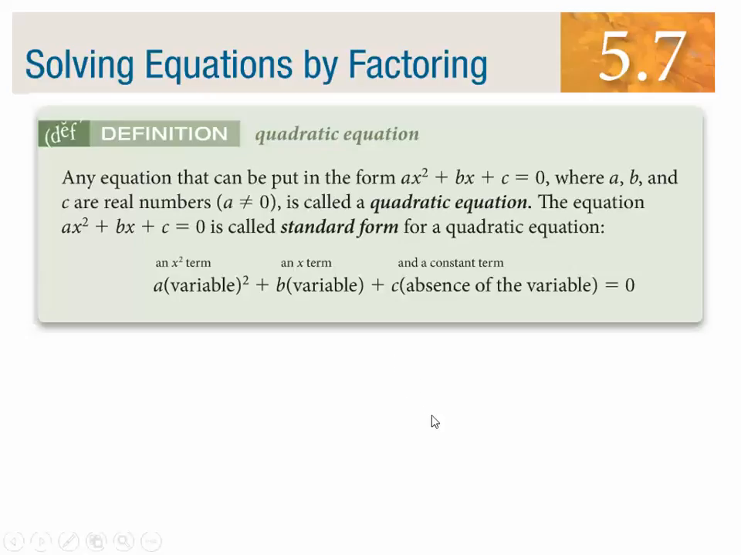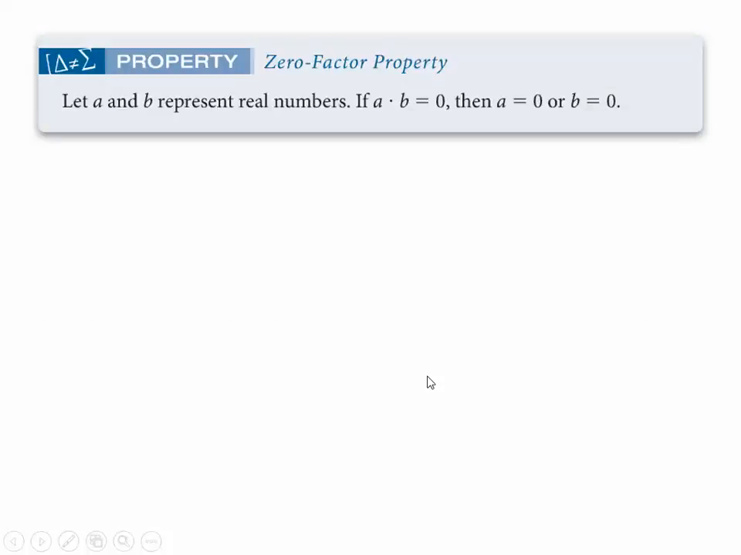Okay, so before we get going, there's one little property to think about, and once I say it, I think it's going to make sense. It's called the zero factor property. It just says this: if you have two numbers, I don't care what they are, a times b, if you multiply them together and the result is 0, what do you know? You know that at least one of these numbers is 0, right?